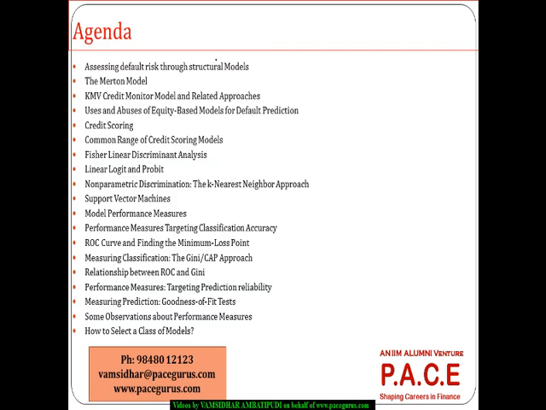Initially we will be talking more and more about structural models, wherein we will start off with a Merton model, which can be used to assess the probability of default of a particular counterparty. Then we'll try to understand what the limitations of this particular approach are and how these limitations are overcome by the KMV Credit Monitor model and probably a few other approaches. How were they built on this Merton model base?